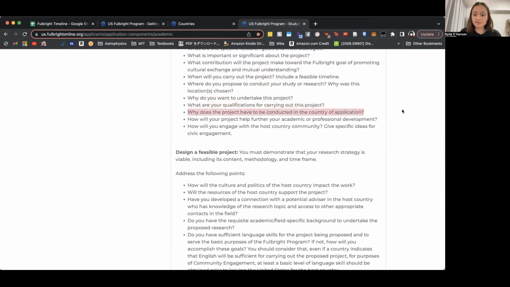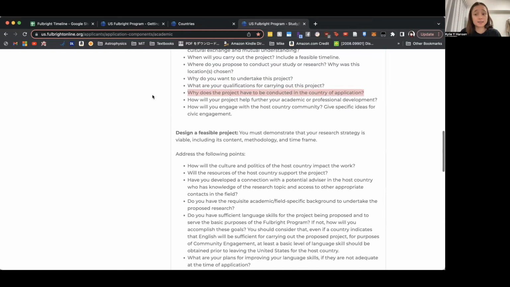Why does the project have to be conducted in the country of application? This is especially important because you could apply to literally any country. So why specifically do you want to go to this country, and how is that reason connected to your research?